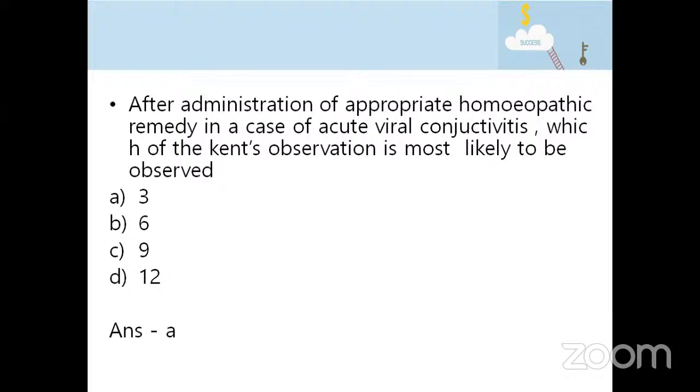So it can be asked in any form, maybe direct form or as an applied level. After administration of an appropriate homeopathic remedy in a case of acute viral conjunctivitis, which of Kent's observations is most likely to be observed? So this is stating that you're giving an appropriate remedy in a case of viral conjunctivitis and which Kent's observation is most likely to be observed.